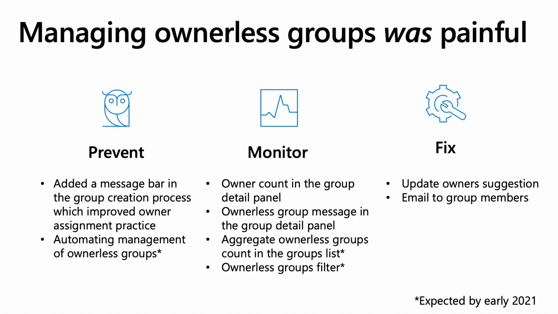And when you go to fix this problem, we've included 2 suggestions with that message in the group detail panel that I mentioned earlier. The first is to update the owner, and that is an action that has existed, but we're now suggesting it in this case. The second one is to email directly to the group members so that in case you don't know who should be the new owner, you can actually send them an email and ask them to nominate someone to be the new owner.